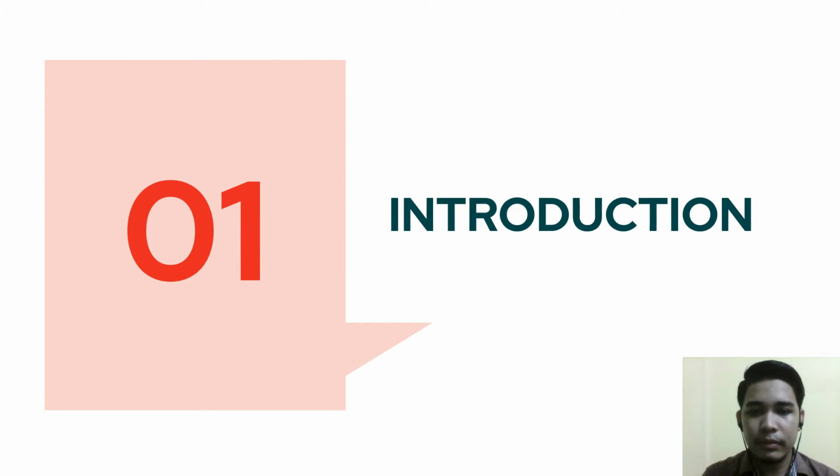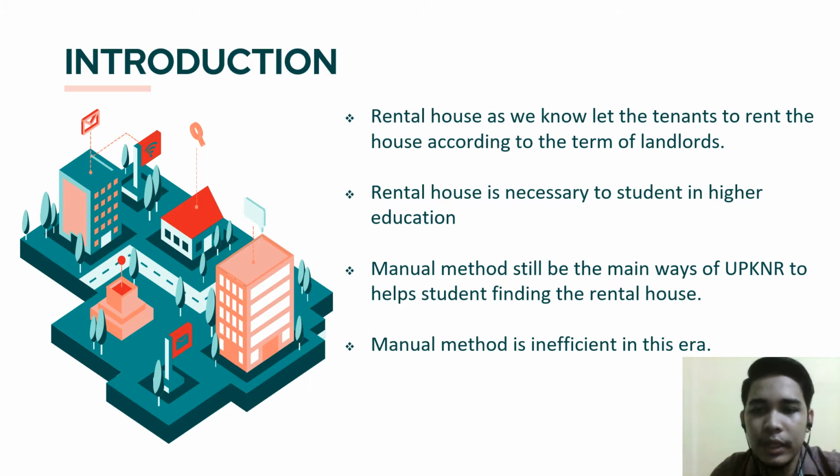Introduction. As we know, a rental house lets the tenant rent the house according to the terms of the landlord. In higher education, a rental house is necessary for students when they know they are not living on campus anymore in the next semester. But the manual method is still the main way UPKNR helps students in finding a rental house. The manual method is inefficient in this era because the demand for a modern way has increased in the higher learning environment, setting aside manual ways in any condition.